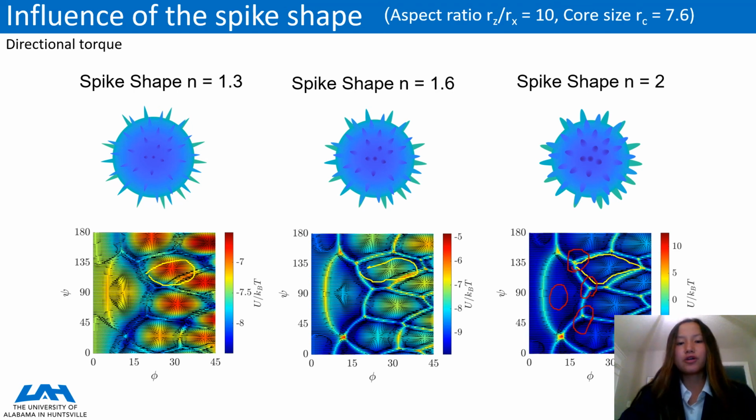The torque is greater in the regions with a larger energy variation, and in this case, this happens to be in the graph of the spike shape of n equals 2, which is the one with the least Gaussian curvature.